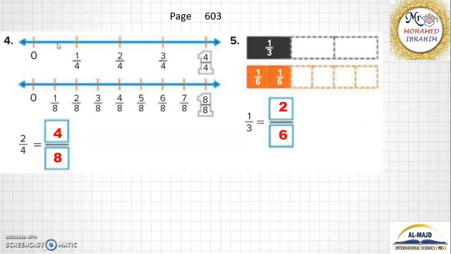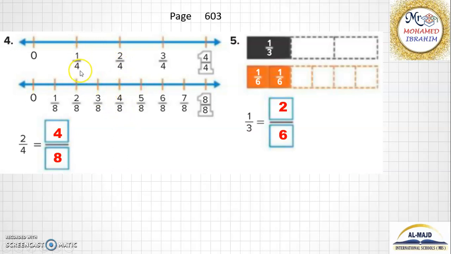Number 4, page 603. What is the opposite number, the opposite fraction for this fraction, 4 over 4? Compare between the number lines. As you see, 4 over 4 is opposite to 8 over 8. Okay. What about 2 over 4? 2 over 4 represents or is opposite to 4 over 8.